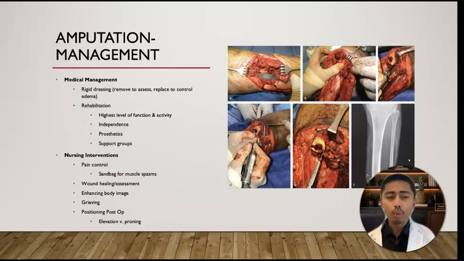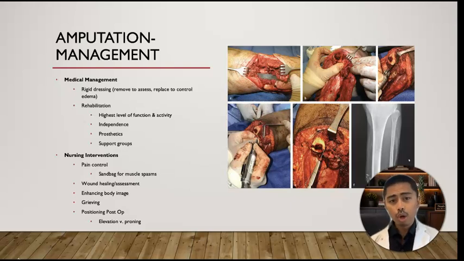We also want to make sure that we do proper wound care, so proper sterile technique to help prevent infection. And we want to make sure we're mindful about enhancing their body image. This is to help prevent any kind of anxiety or depression that comes along with this. So we got to make sure we support grieving, and we have to make sure they know how to safely position themselves, whether that's elevation versus prone, depending on what the order is.